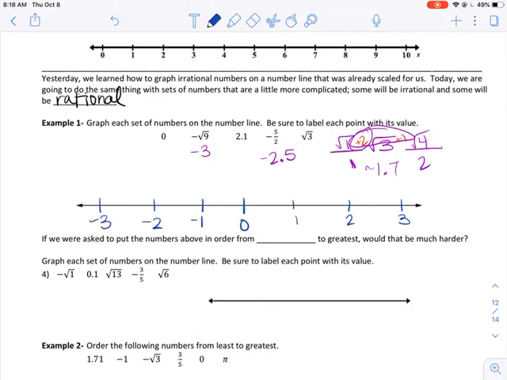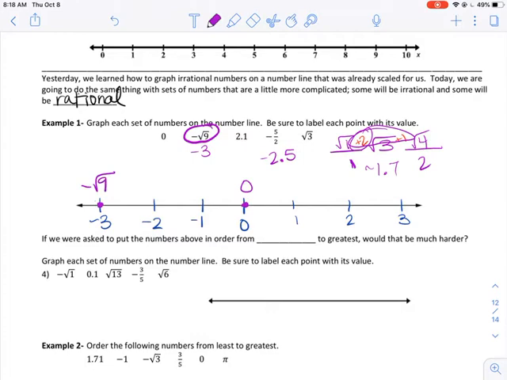All right, now we're going to go ahead and put our numbers on the number line. I'm going to put 0. It's really easy. You just put 0. Now, negative 3 is over here, but you need to write the number that was originally given. So I'll put negative square root of 9, and that equals negative 3.